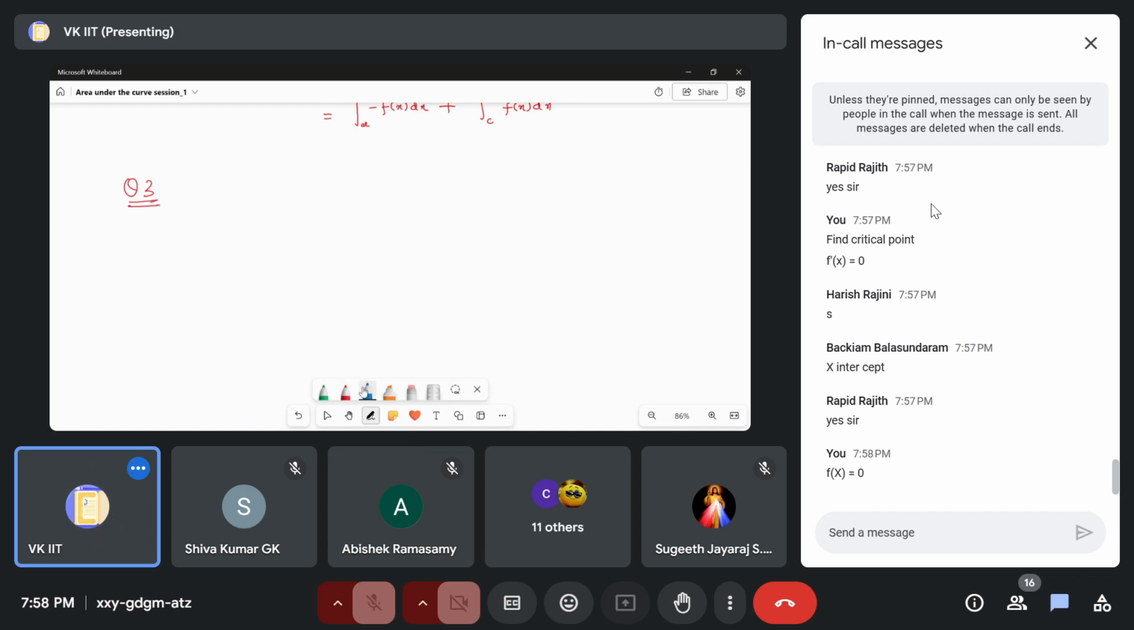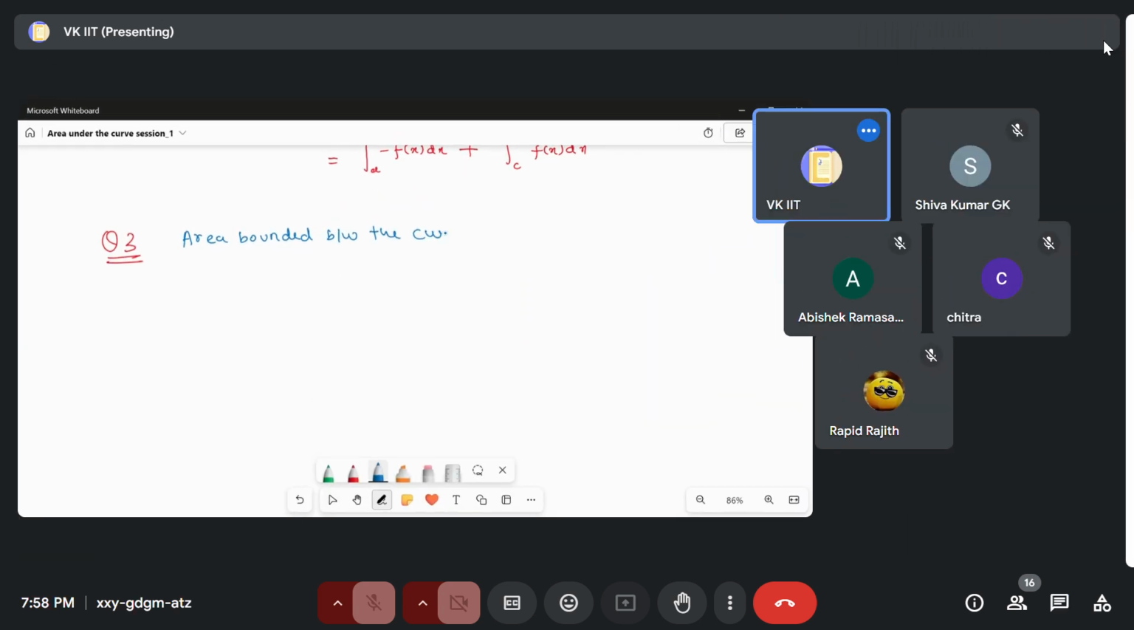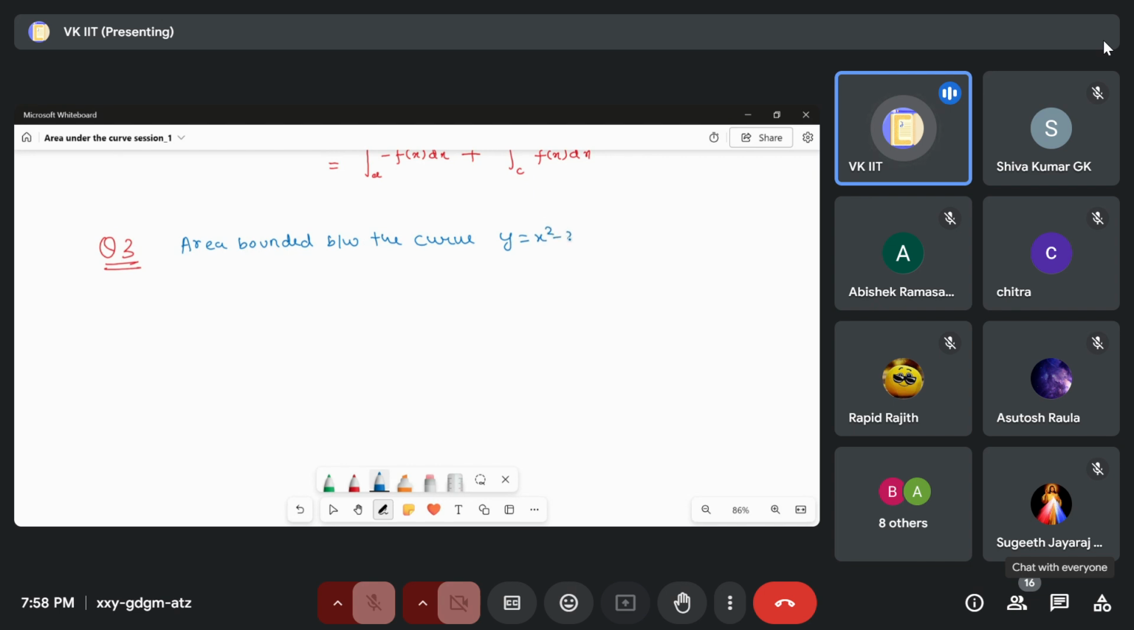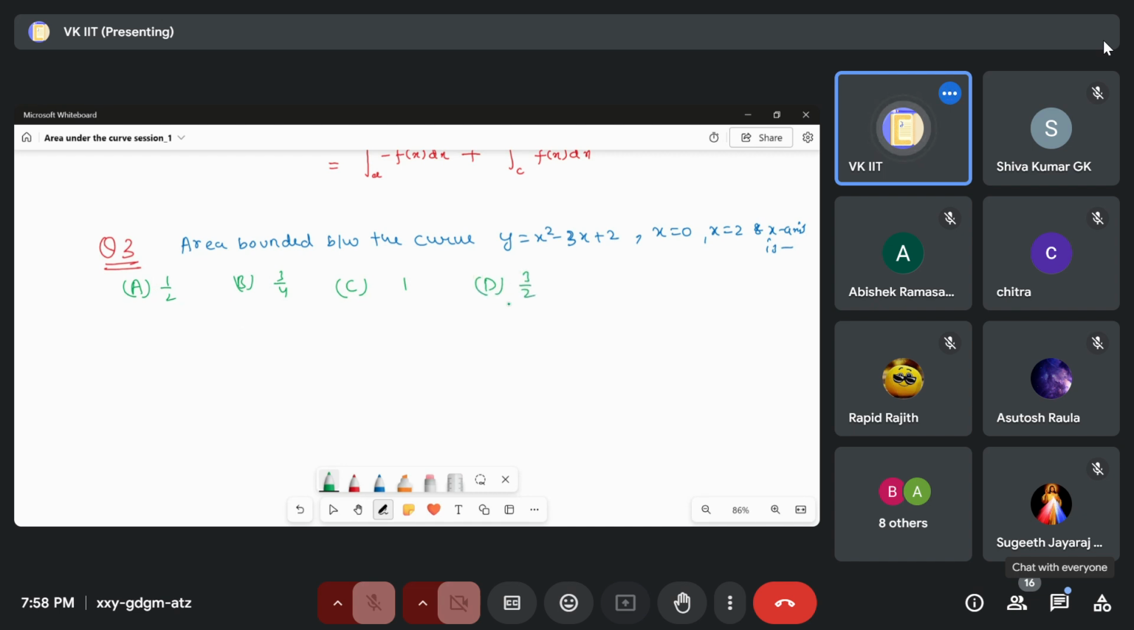The question is saying: area bounded between the curve y is equal to x square minus 3x plus 2, x is equal to 0, x is equal to 2, and the x-axis is. Options are given here, that is 1 by 2, 3 by 4, 1, and 3 by 2.